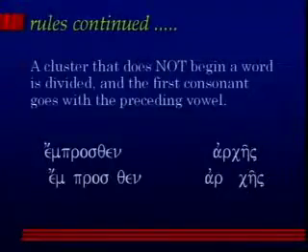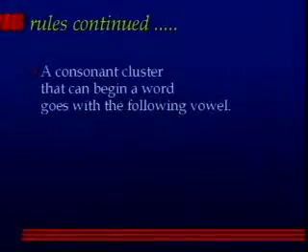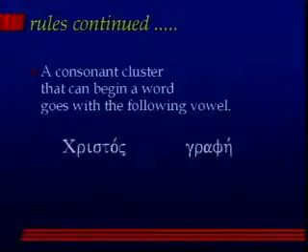And so those form actually one sound and thus one syllable. The second one, our case, you've got a rho and a key. Separate those two. Our case for its pronunciation. Now, the next one here, a consonant cluster that can begin a word, goes with the following vowel.